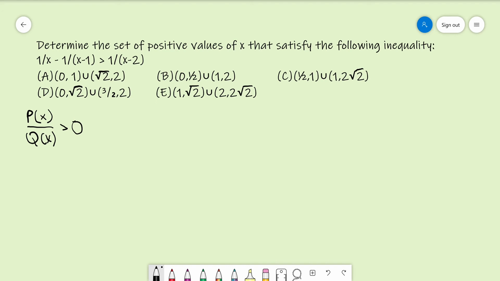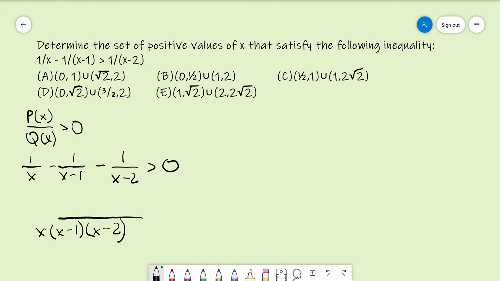In our case, if we rewrite the inequality with all the terms on the left side, we get 1 over x minus 1 over x minus 1 minus 1 over x minus 2 is greater than 0. Well, if we get a common denominator, we'll have x times x minus 1 times x minus 2. That's going to be our common denominator. It's also going to be our Q.